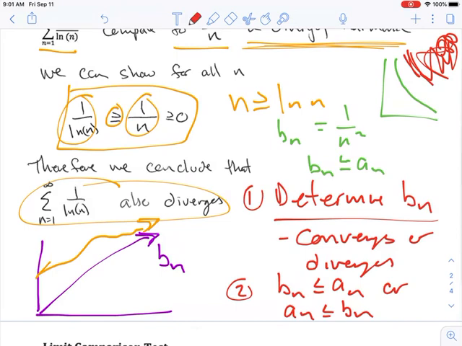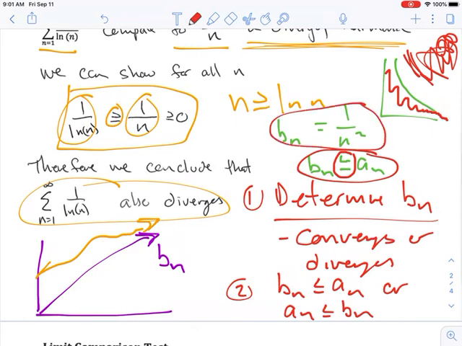It has to be the other way around. If b sub n converges, then b sub n has to be above a sub n. That way, a sub n is below it, and it's going to be forced by the squeeze theorem to converge. And the same thing happens if b sub n is a diverging series. Then you just have to make sure that the inequality is going in the correct direction.